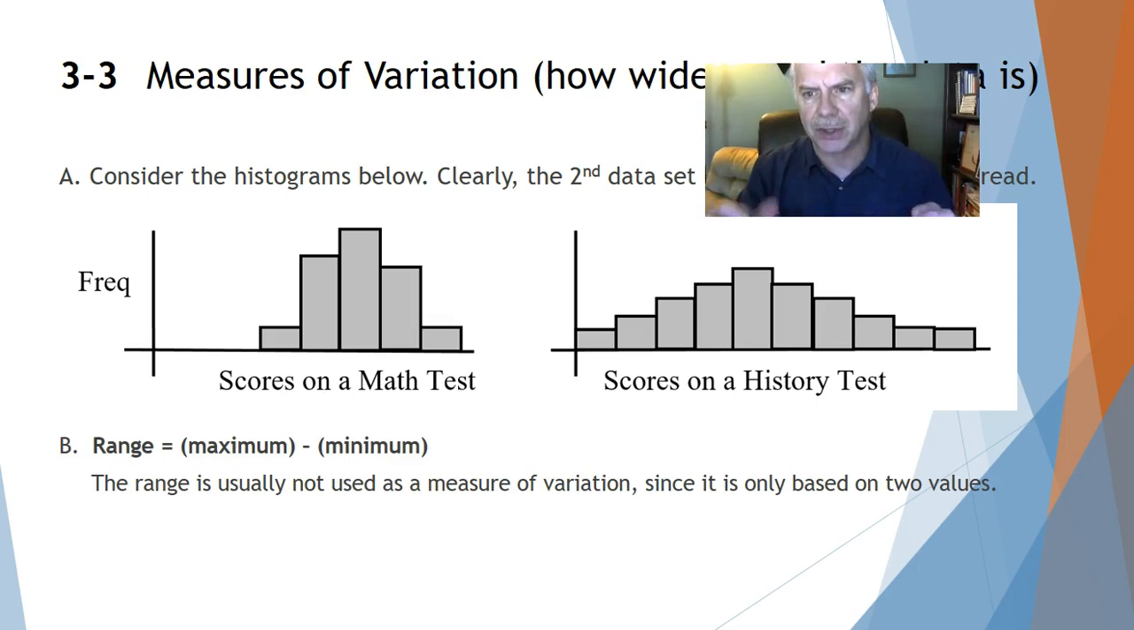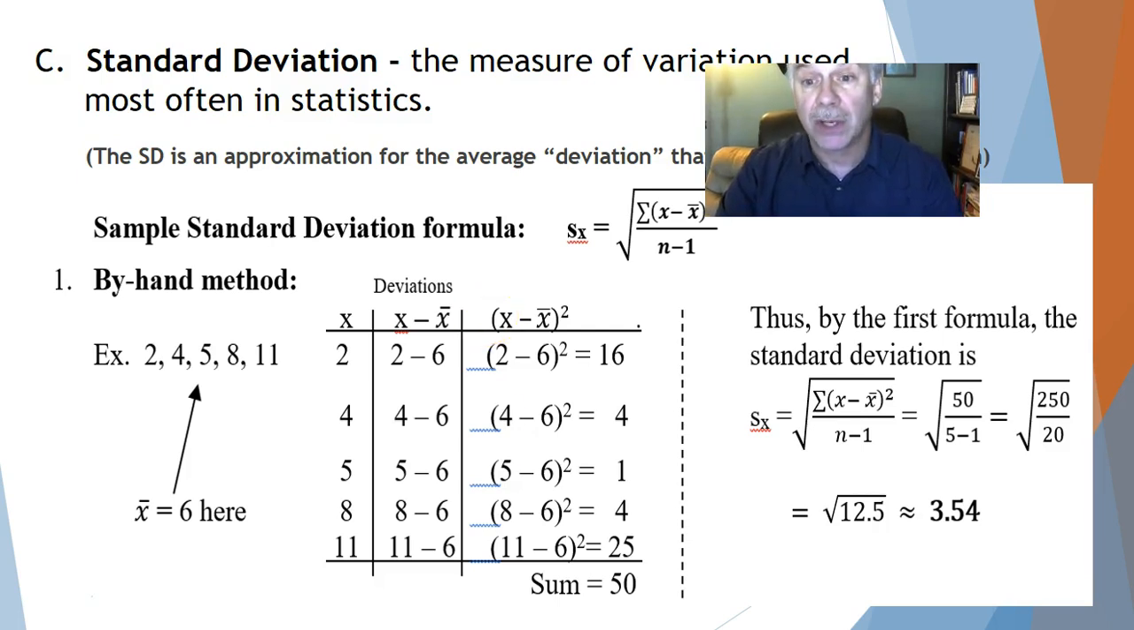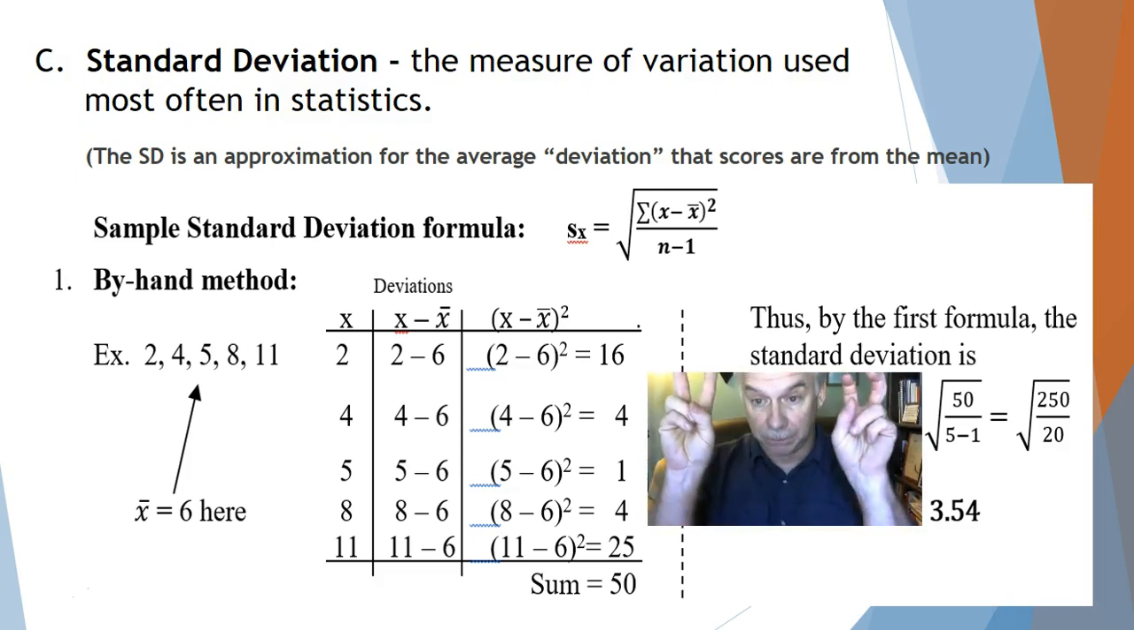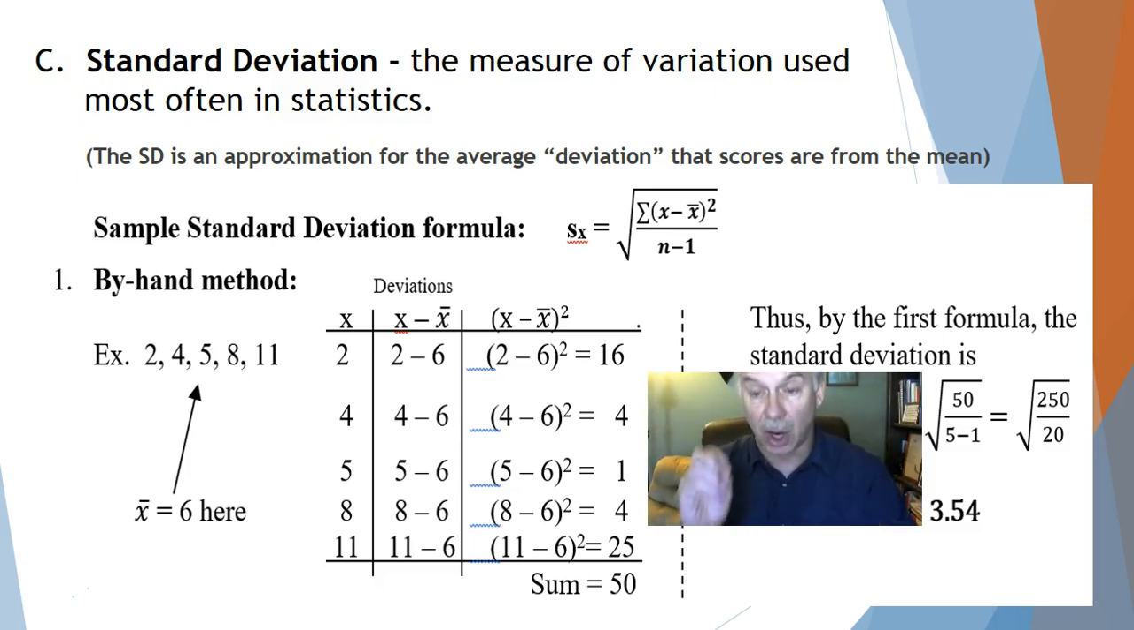Usually you want to measure variation based on a lot of scores, not just the lowest and the highest. So another measure of variation is called the standard deviation. Now, standard deviation has got to be the most important measure of variation in all of statistics. It's used most often to measure variation. All right. Now, the standard deviation could be thought of as an approximation for the average deviation that scores are from the mean. Now, deviation means difference, or how much it deviates from the mean.